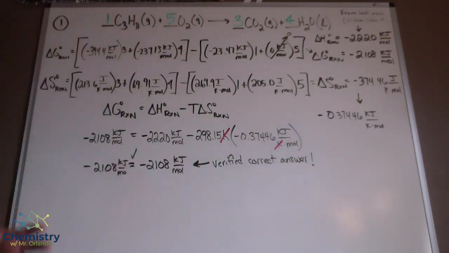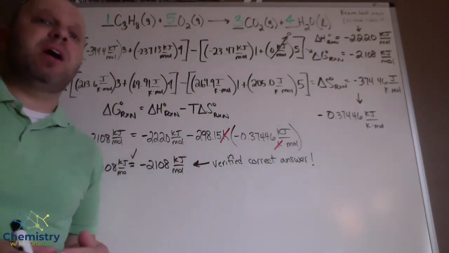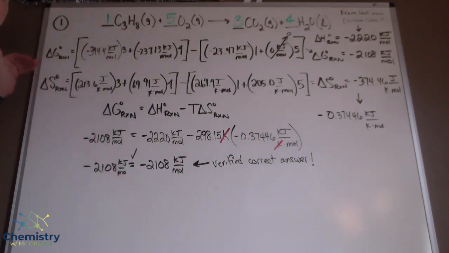So what I would like you to do tonight for homework is to practice this with the remaining 2 problems. So for each of the problems, you're going to calculate a delta G value, a delta S value, and you're going to use this equation to show that it verifies.